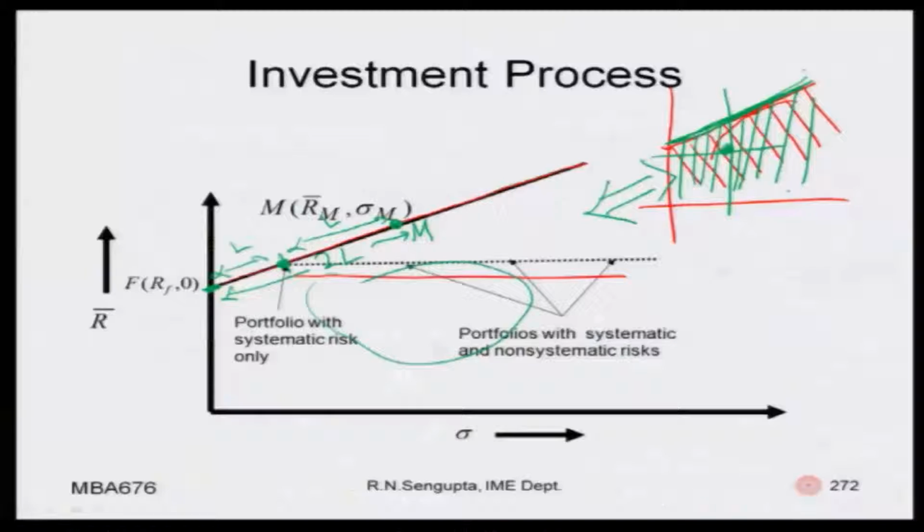So it means that if you follow the dotted line here, the portfolios have systematic risk and non-systematic risk, but the systematic risk is such that there would be inefficiency in trying to find out the actual price of the portfolio, based on which you are trying to basically mimic that particular portfolio or that particular stock with respect to the market.